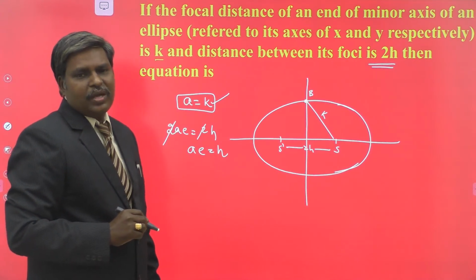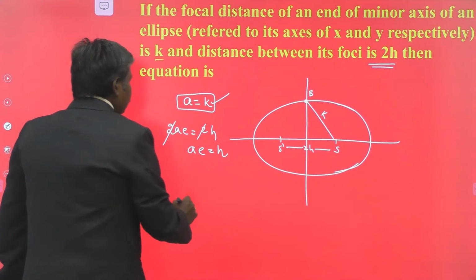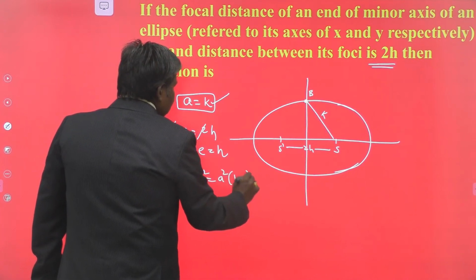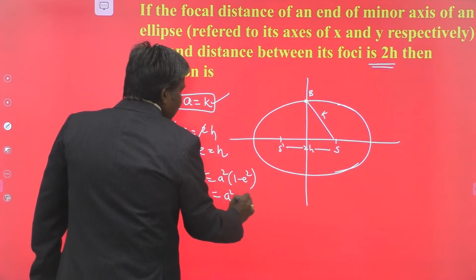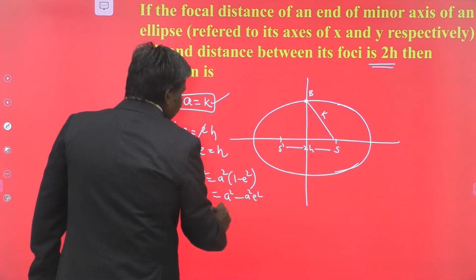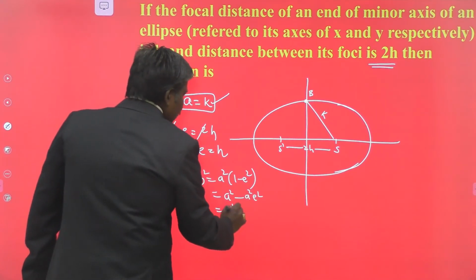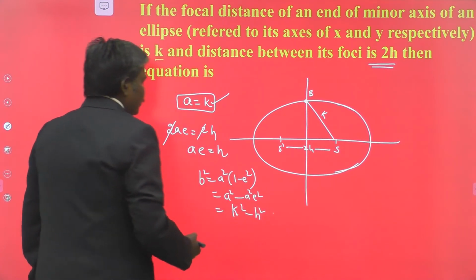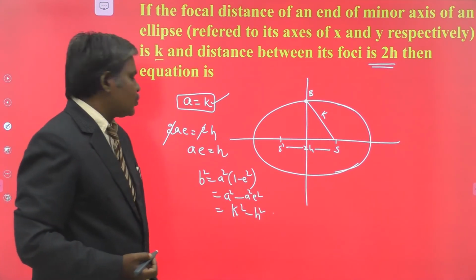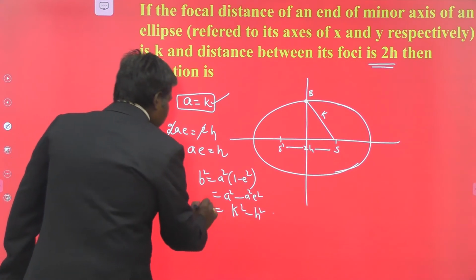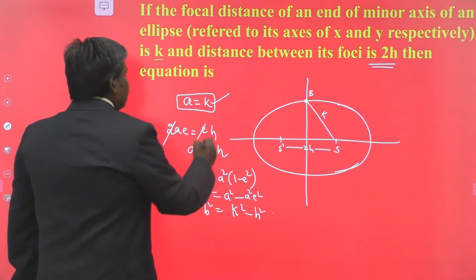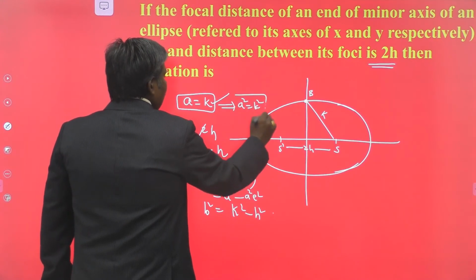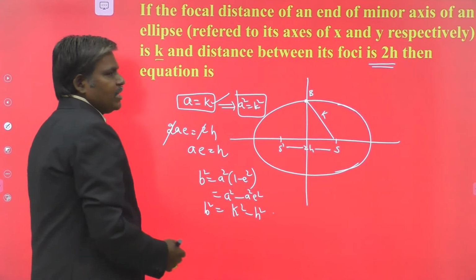Can you find the B square value or not? Easily find out. B square is equal to A square into 1 minus E square. That is nothing but A square minus A square E square. What is your A square? K square. Minus A square E square is nothing but H square. You have K square minus H square as B square. You have A square value as K square. B square is K square minus H square.